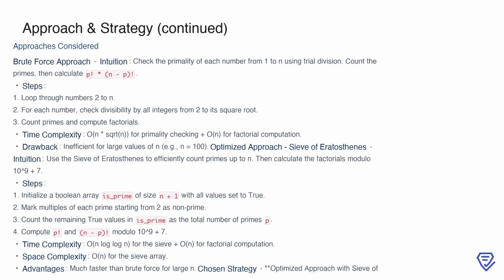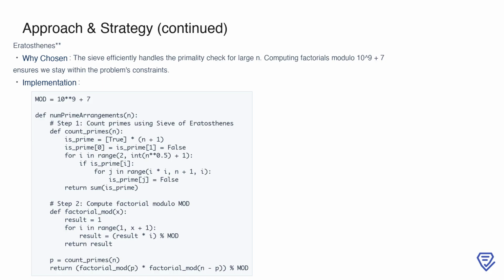Once we have the count of primes, we can compute the factorials modulo 10^9 + 7. The combination of the sieve and modular arithmetic gives us an optimized solution that's suitable for larger values of n. The optimized approach using the sieve of Eratosthenes is chosen because it efficiently handles the task of counting primes, which is the most computationally expensive part of the problem.